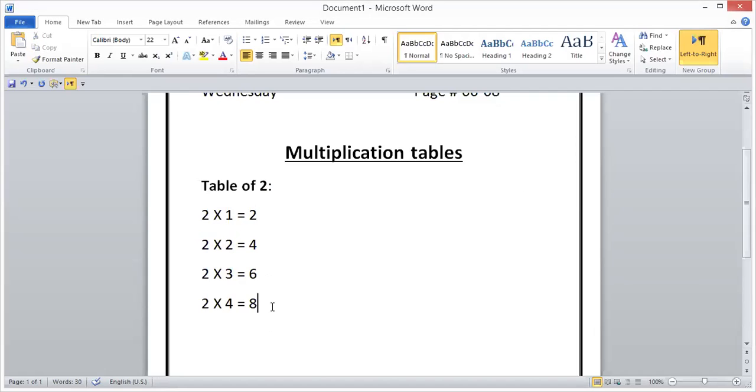Very good. Now we will start writing 5 times 2. So 5 times 2 is equals to 10. 5 times 2 is equals to 10. Very good. 5 times 2 equals 10.